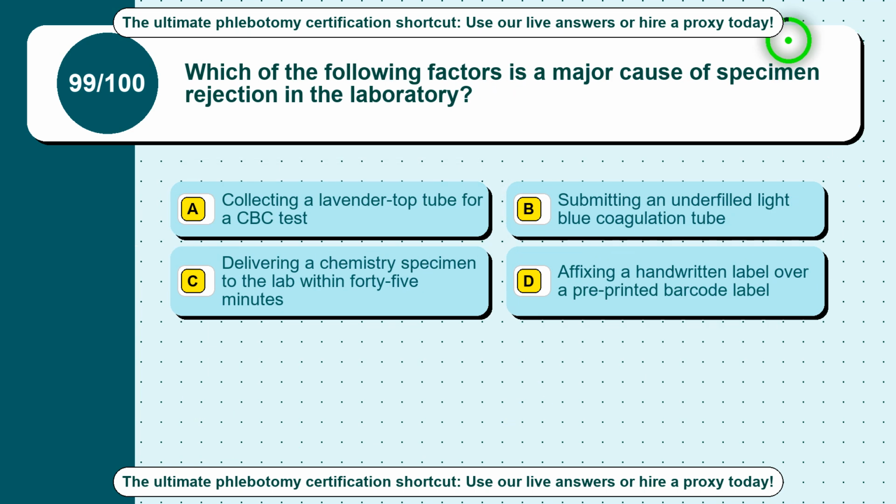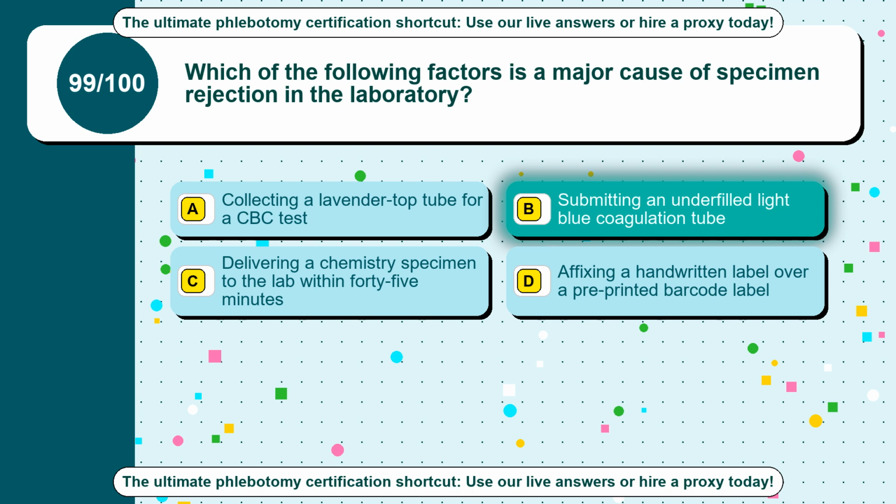Question 99. Which of the following factors is a major cause of specimen rejection in the laboratory? Option A. Collecting a lavender top tube for a CBC test. Option B. Submitting an underfilled light blue coagulation tube. Option C. Delivering a chemistry specimen to the lab within 4 to 5 minutes. Option D. Affixing a handwritten label over a pre-printed barcode label. The correct answer is option B. Submitting an underfilled light blue coagulation tube.